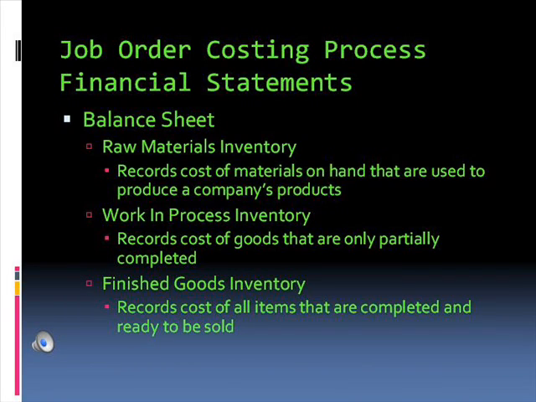On this slide, we have the financial statements for job order costing. On the balance sheet, we have raw materials inventory, work in process inventory, and finished goods inventory. Raw materials inventory records cost of materials on hand that are used to produce a company's products. Work in process inventory records cost of goods that are only partially completed. Finished goods inventory records costs of all items that are completed and ready to be sold.